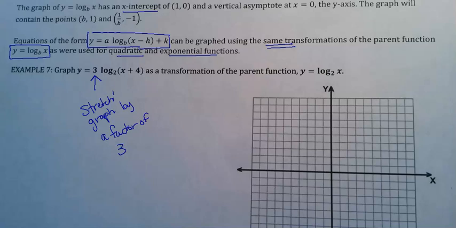Then hopefully you remember that the 4 here, is that horizontal or vertical? Do you remember? If it's h in the equation, it's horizontal. So this is a horizontal change. It was negative here, so that means this is actually -4, because it would be x minus -4. So how is that going to move it horizontally? It's going to shift it 4 left from the parent.